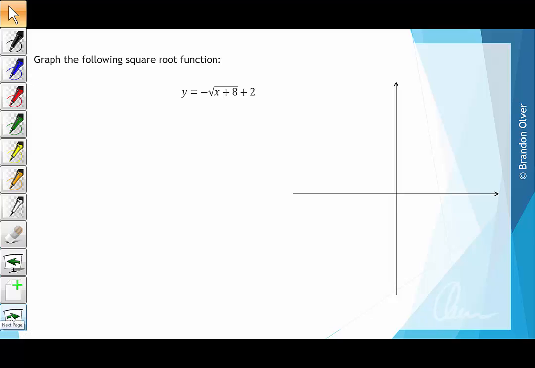In this example, we're going to graph the following square root function. y equals negative the square root of x plus 8, plus 2. The first thing we can do is look at the transformations of the graph.